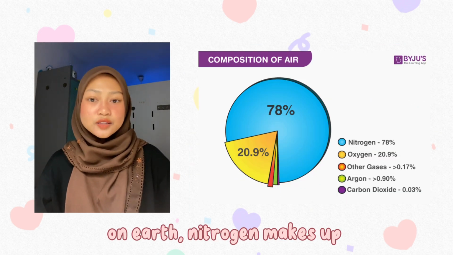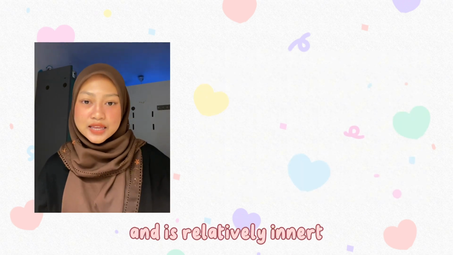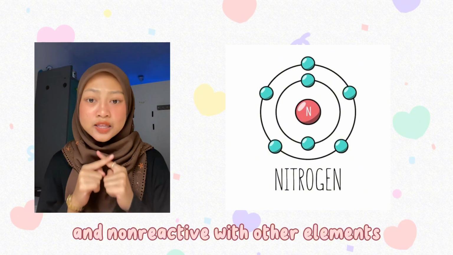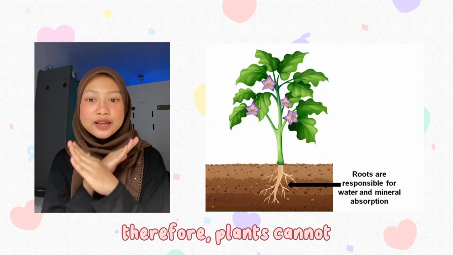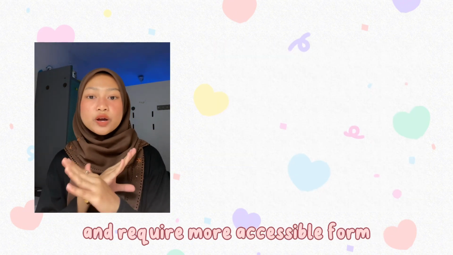On Earth, nitrogen makes up 78% of the atmosphere and is relatively inert and non-reactive with other elements. Therefore, plants cannot directly absorb nitrogen from the air and require more accessible forms such as nitrate and ammonium.